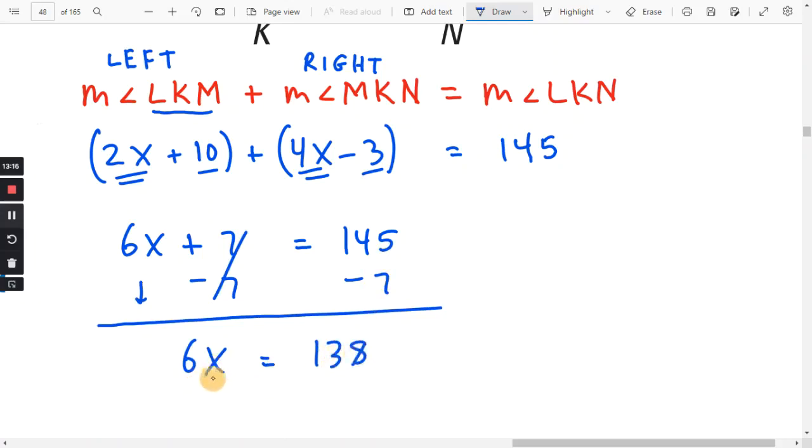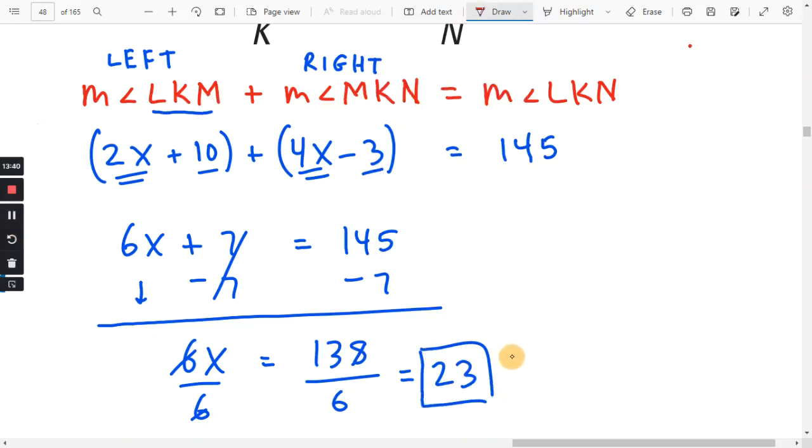Okay, x times 6, the opposite of times 6 is divided by 6. You do that to both sides. 6 into 12 goes 2 times. Carry the 1. 6 into 18 is 3. So x is 23. But that's not what they asked. They asked us to find these two angles. So we have to take that 23 and plug it in.